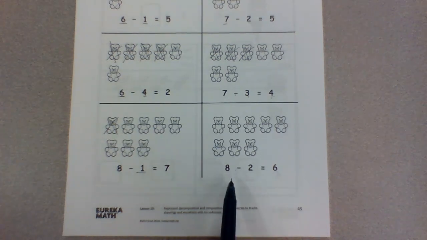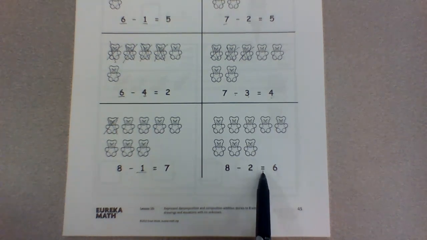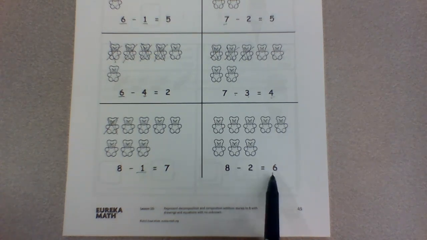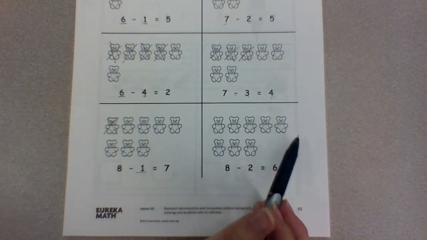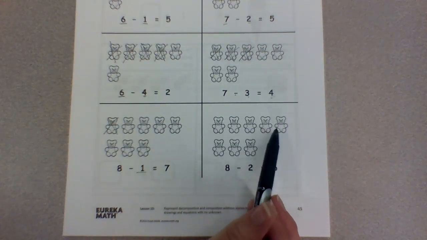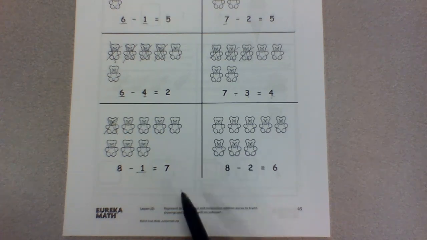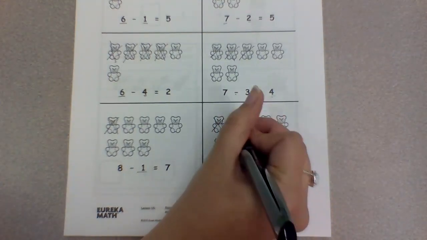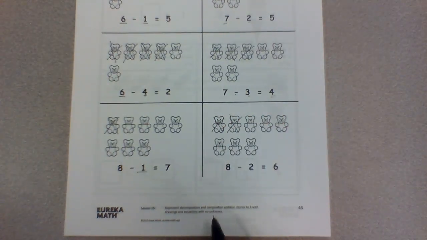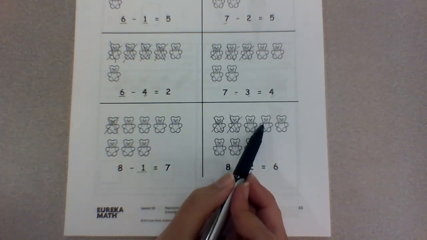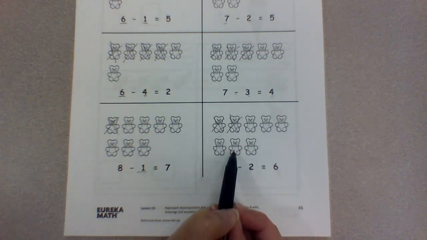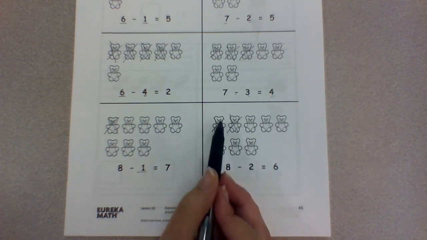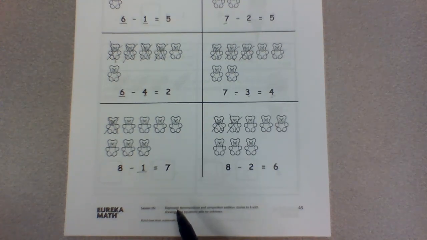Read your number sentence with me. 8 take away 2 equals 6, or 8 minus 2 equals 6. We start with 8 bears, 1, 2, 3, 4, 5, 6, 7, 8. We are going to take away 2. How many bears did we have left? 1, 2, 3, 4, 5, 6. We have 6 bears left. You should have put an X on 2 bears.